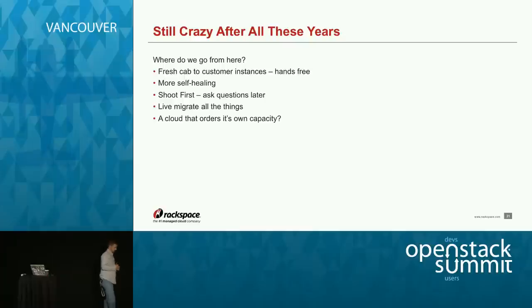What are the next sort of crazy things? These are the conversations we're having based on all the stuff we just talked about. What can we do? We're talking about things like, from the time a cabinet rolls into the data center and gets plugged in, can I get it from that state to taking customer instances without a person touching it? The reality is we have all the pieces already built. It's literally just stitching them together at this point. So that's one of the things we're talking about.